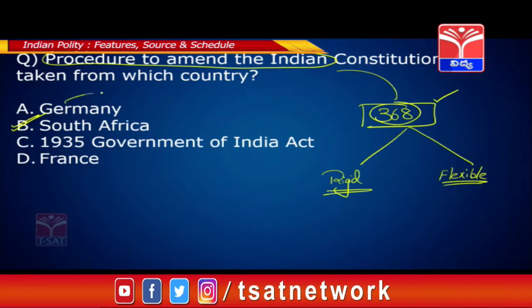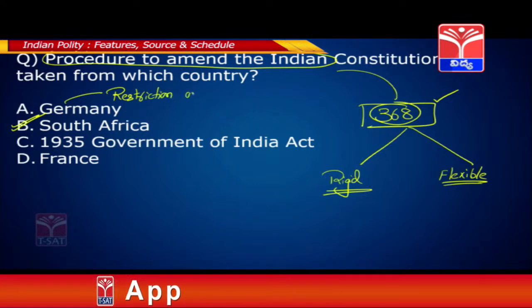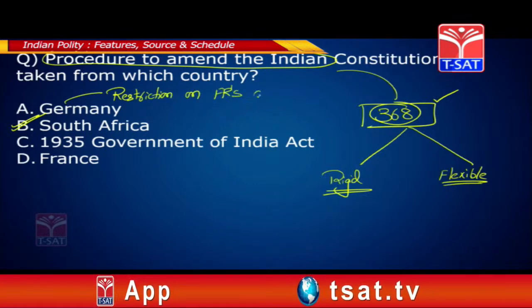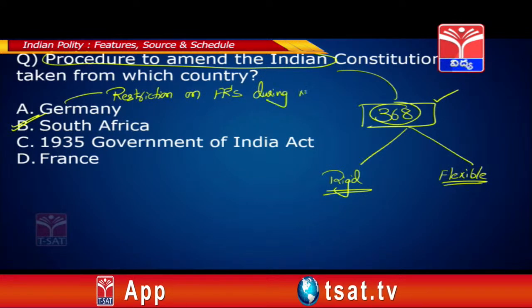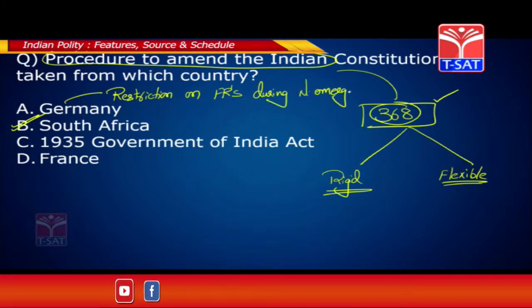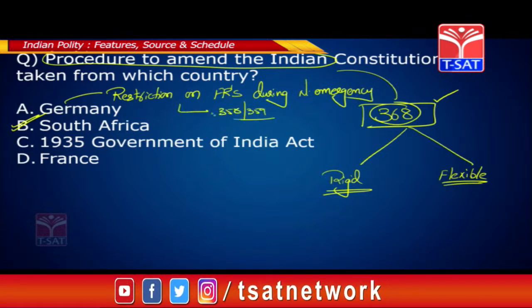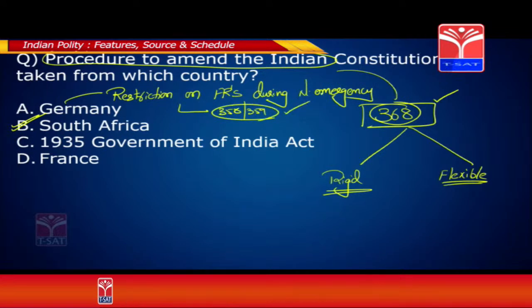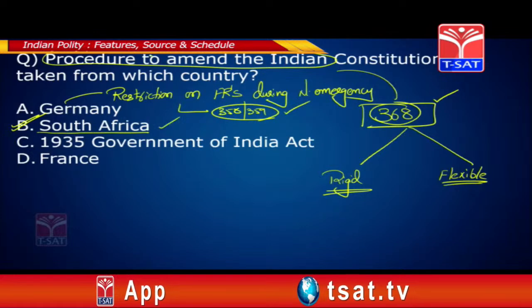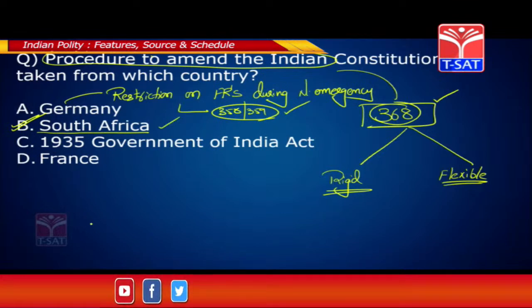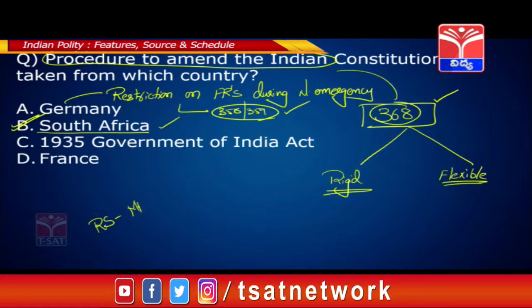What we have taken from Germany? Restrictions on fundamental rights during national emergency. During national emergency, Article 358, 359. So there are restrictions of fundamental rights during national emergency. From South Africa, we have taken the procedure to amend the Constitution of India, and also the Rajya Sabha MP election process.